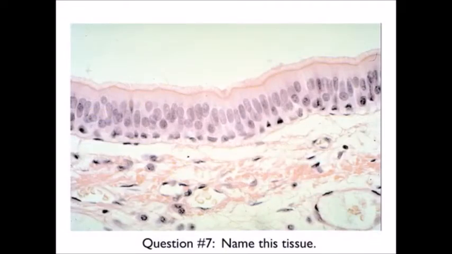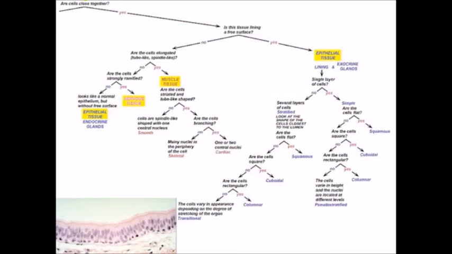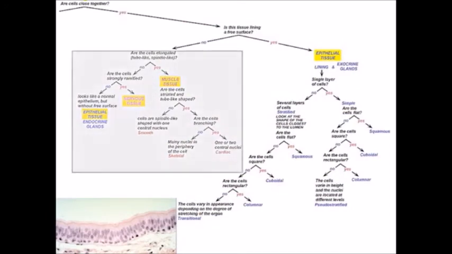Number 7. Name this tissue. This is actually kind of a tricky one because it looks striated at first glance, but it's not. The cells are definitely closely packed together, and there is a free edge. So yes, we know that we're looking at epithelia. Do you see a single layer of cells?